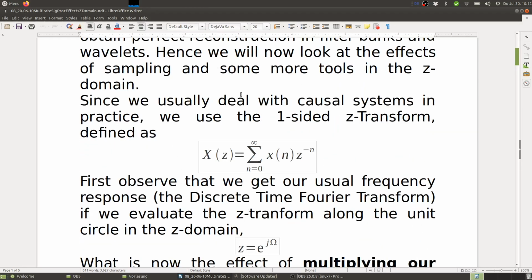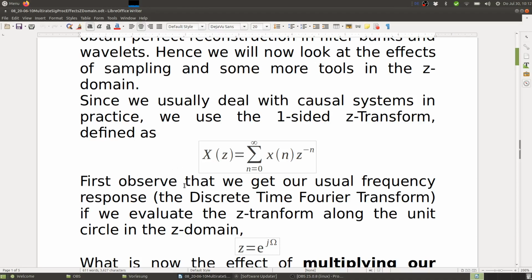So since we usually deal with causal systems in practice, we use the one-sided Z-transform, defined as capital X of z is the sum from 0 going to infinity over x of n times z to the minus n. So basically this takes our sequence of samples x of n and turns it into a polynomial capital X of z, right? Notice that there's no n anymore, just a complex variable z, which is the polynomial variable.